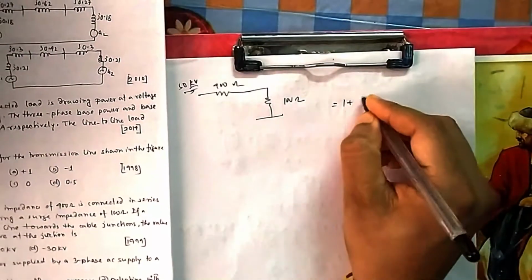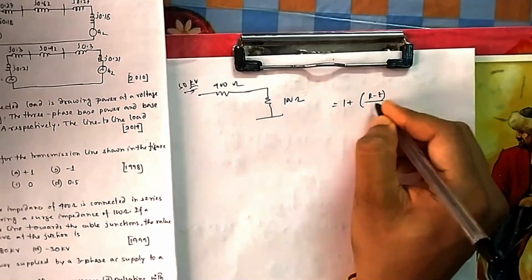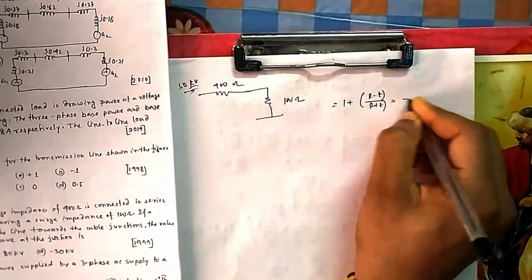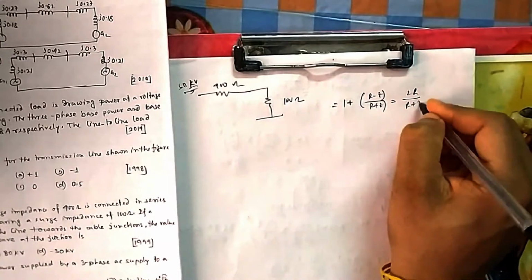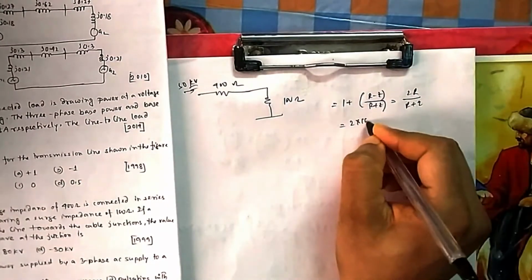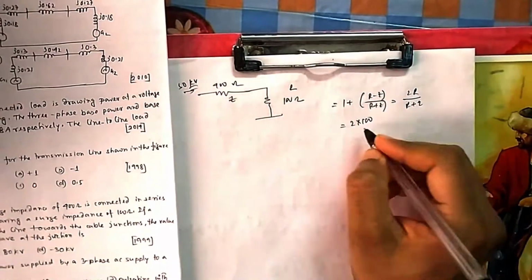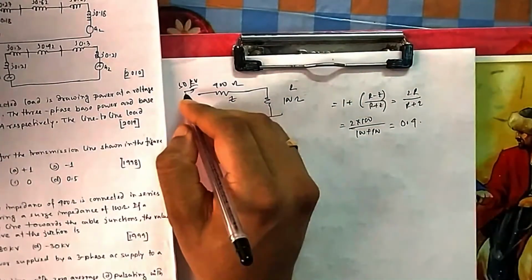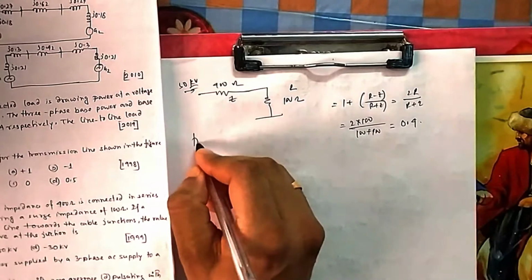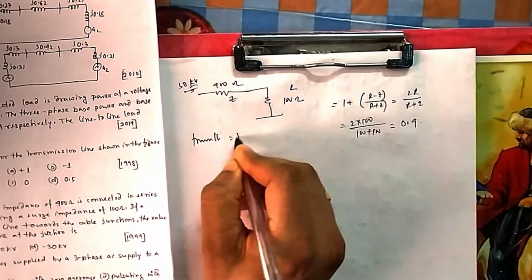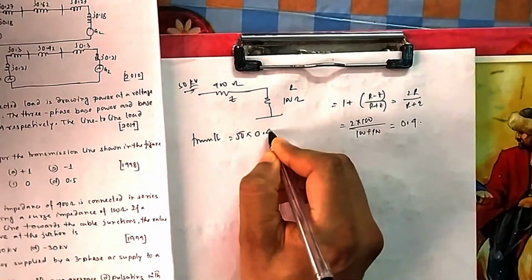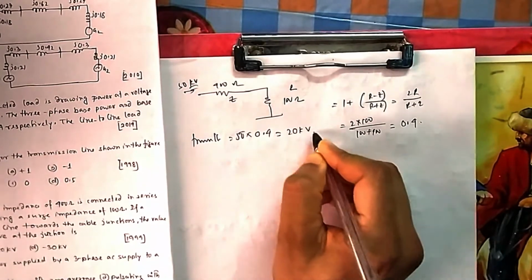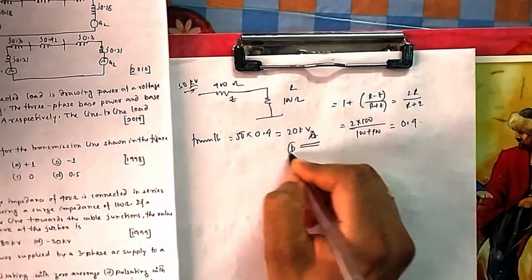The transmitted coefficient is 1 plus the reflected, that is 1 plus (R minus Z) by (R plus Z). So this is actually 2R by R plus Z. So that is 2 into R, which is 100, this one is R, this one is Z, divided by 100 plus 400, that is 0.4. Originally it was coming at 50, so the transmitted will be 50 into this transmission coefficient, that is 20 kV. That is your option B.